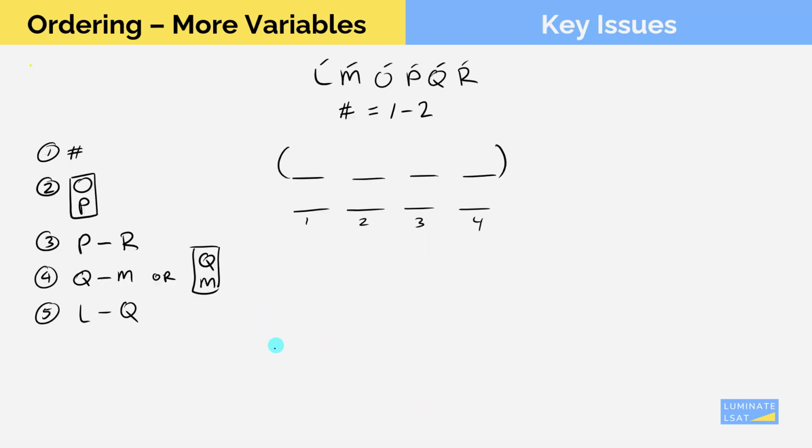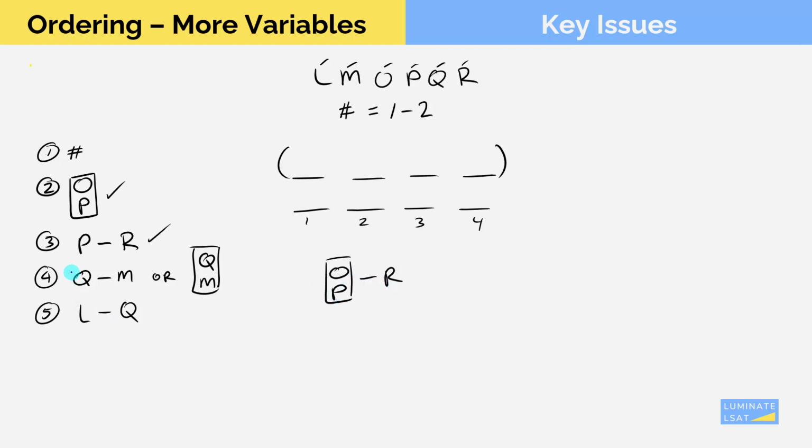So now let's go ahead and make connections between our rules. Let's take a look at the rules that mention the same letter that visually look like we can connect them. And we can start with rules 2 and 3, which both mention the P. So O and P have to go together, and since the P has to come before the R, that means the OP vertical block has to come before R.